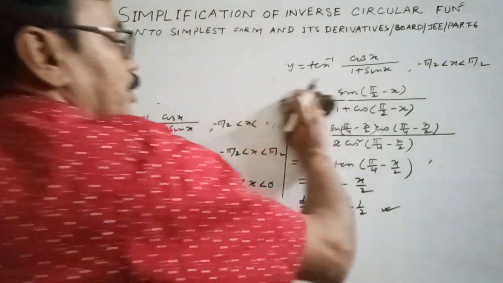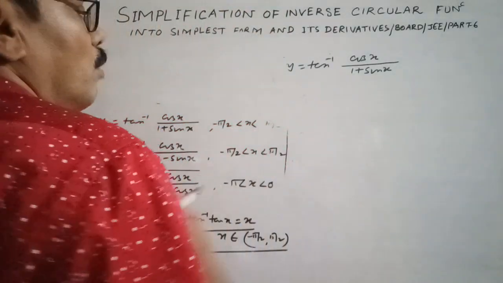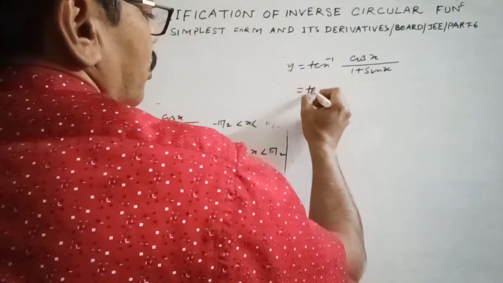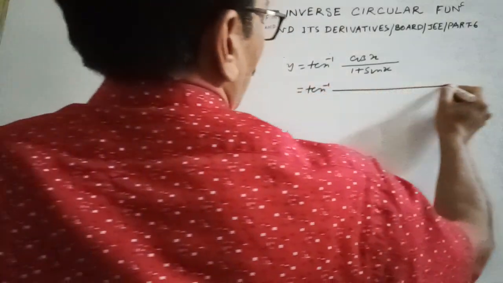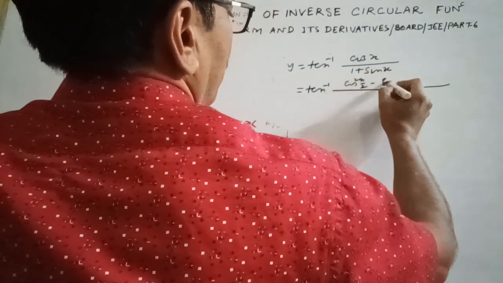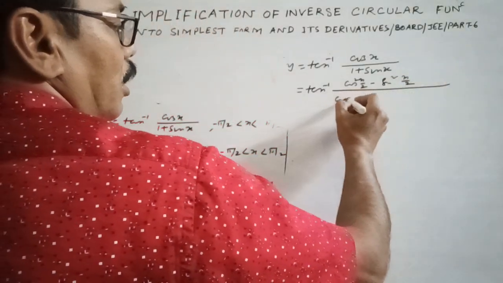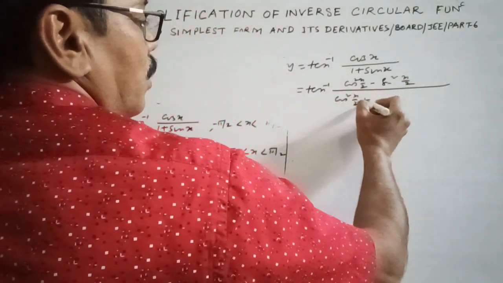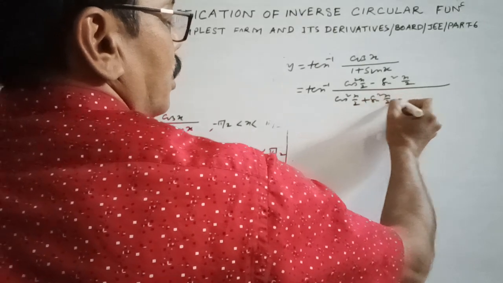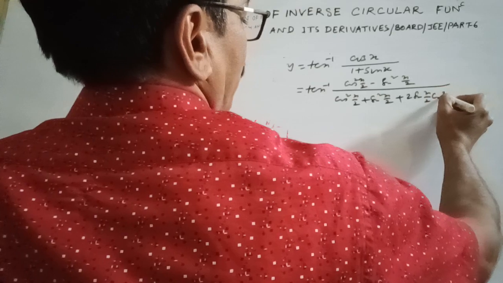Now, second one. So you can also solve it by factorization method. Look, cos x. This is cos square x by 2 minus sin square x by 2. Formula of some multiple angle: 1 is cos square x by 2 plus sin square x by 2, and 2 sin x by 2 cos x by 2.